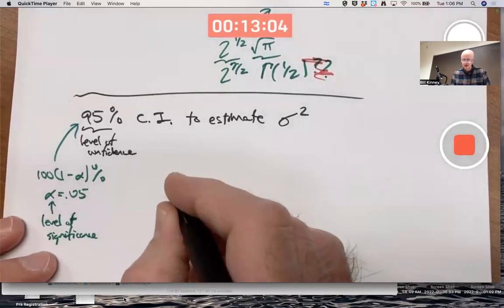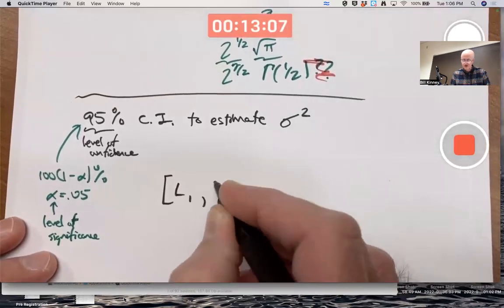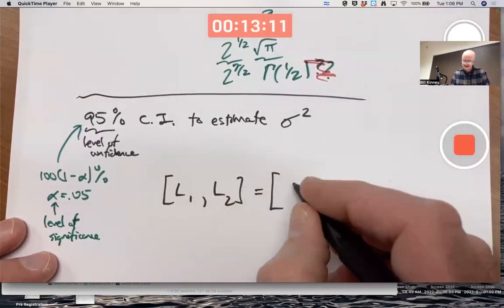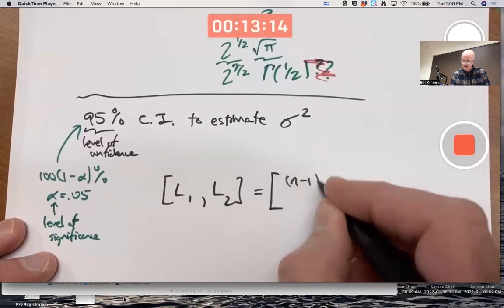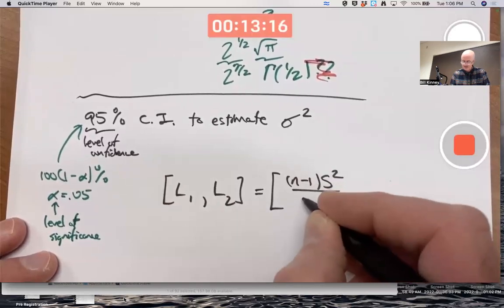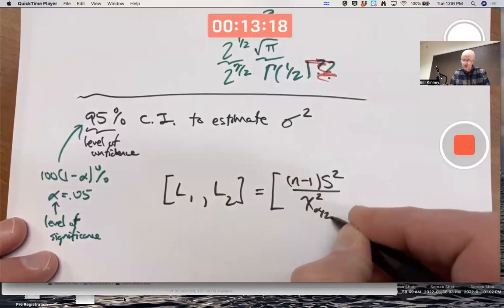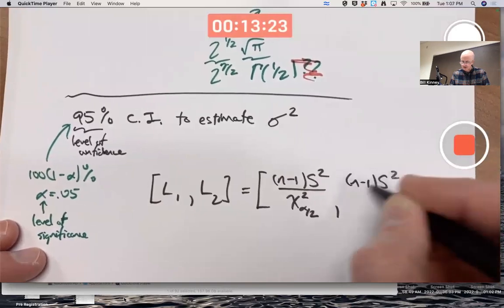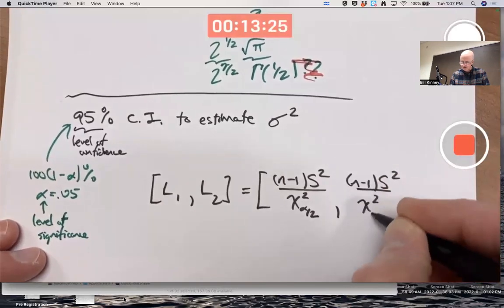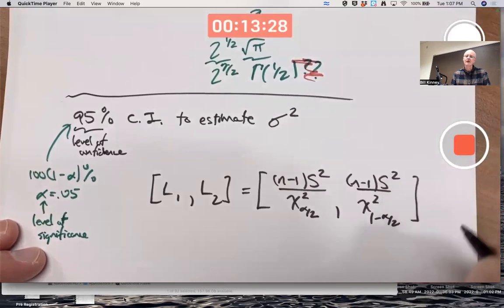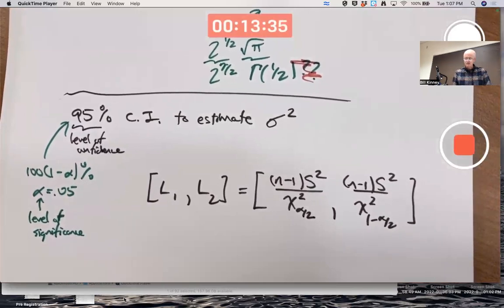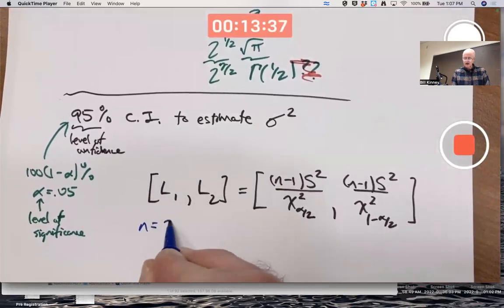Instead, you write it as an interval from L1 to L2, where, according to the formula I showed you in the book, L1 is n minus 1 times s squared divided by chi squared sub alpha over 2, and L2 is n minus 1 times s squared over chi squared sub 1 minus alpha over 2. To use this, you need the numbers. You need to know n. Let's pretend n is 20.